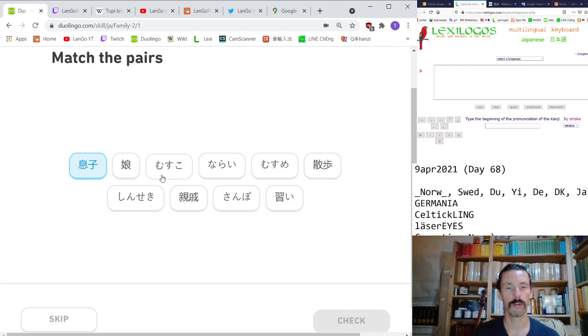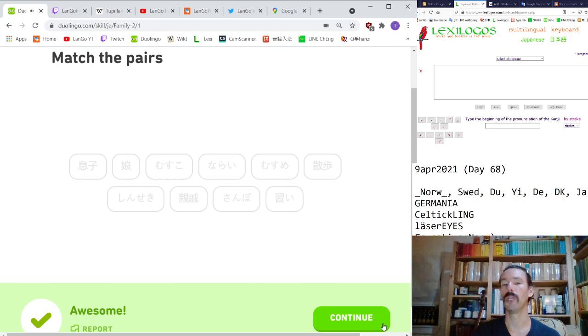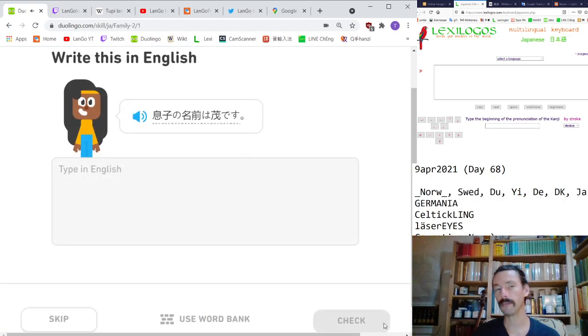Musuko, my son. 息子. Musume. 娘. So ko, child, versus me, woman, but with the same musu. Shinseki. 親戚. Narai, 習い, learning. Sampo, 散歩, a promenade, a walk. 息子の名前は茂です。 Musuko no namae wa Shigeru desu. My son, his name, topic, is Shigeru. Luxuriance. Shigeru. 3 syllables.